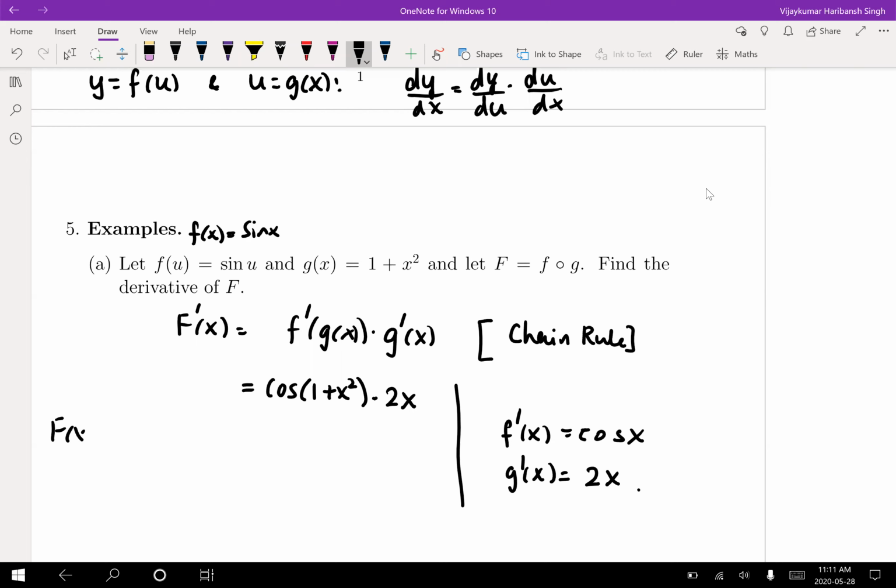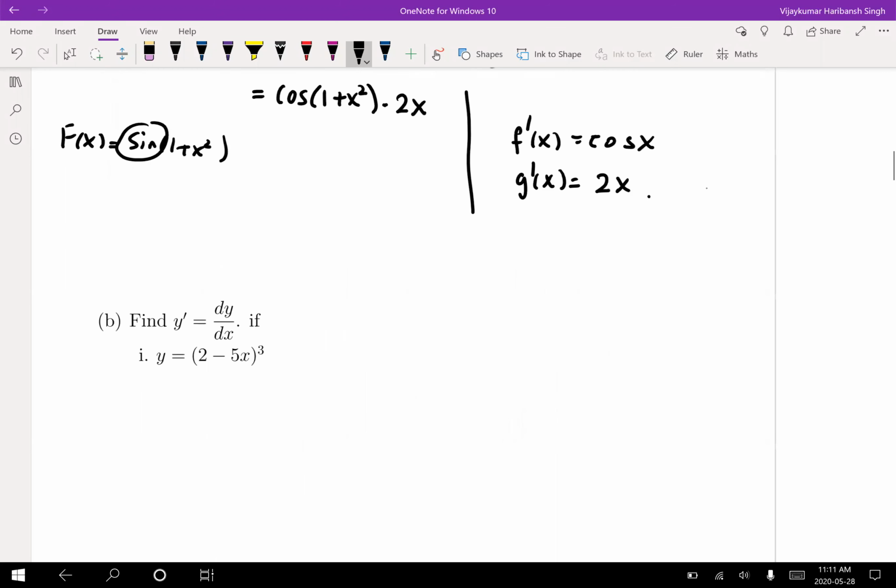Note that f of x is going to be sine of 1 plus x squared. So you are able to relate the derivative of sine of 1 plus x squared with the derivative of sine and the derivative of 1 plus x squared. So using this, you can tackle more, quote unquote, difficult problems of derivatives. Okay, so let's move on to the next part.